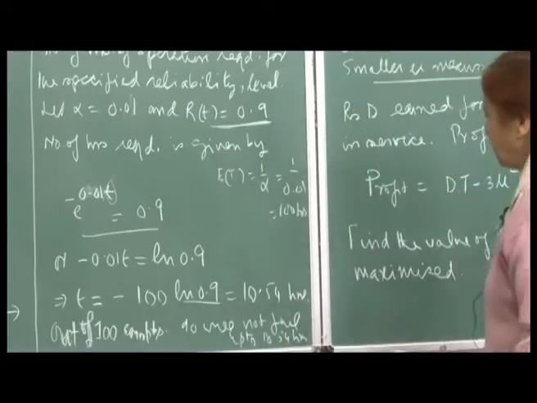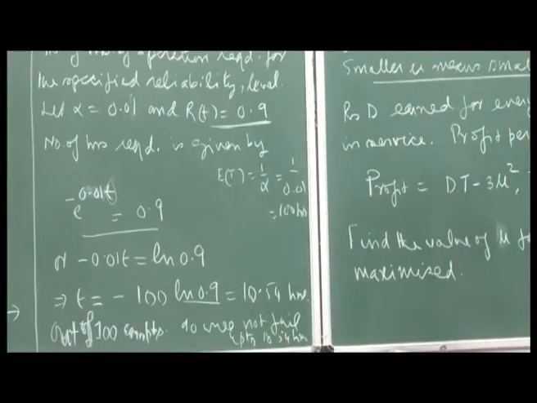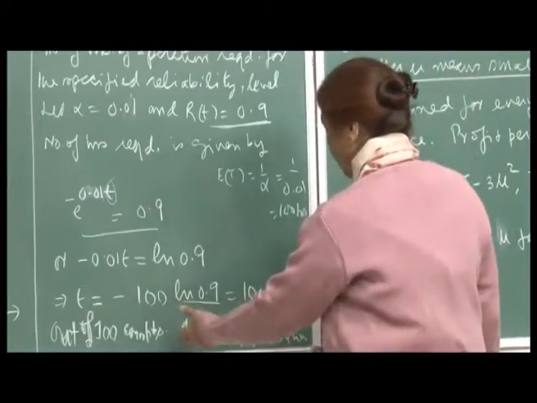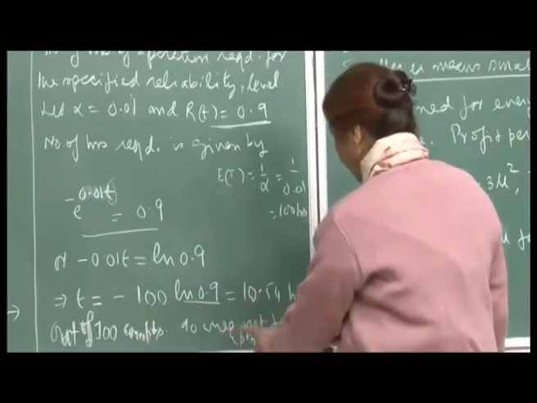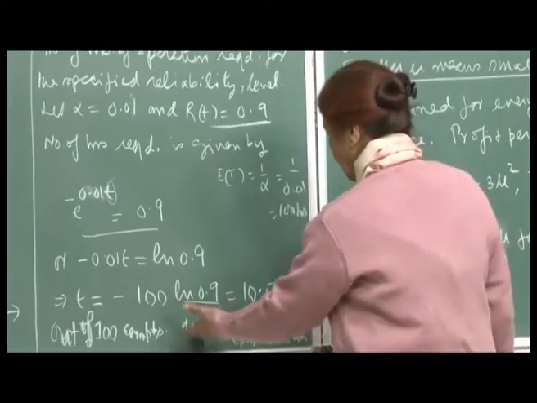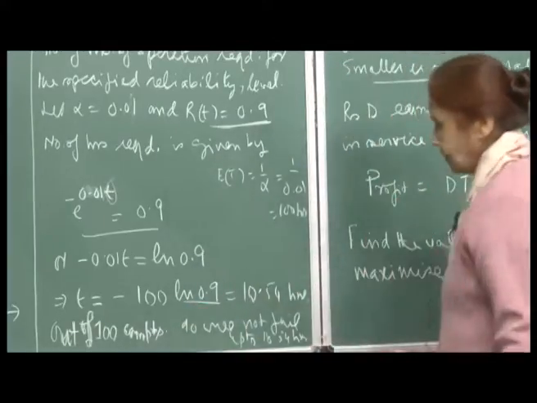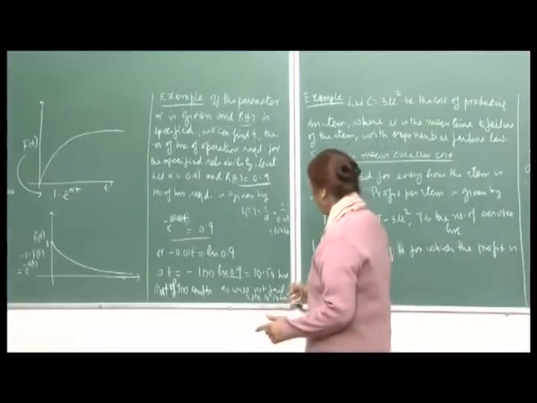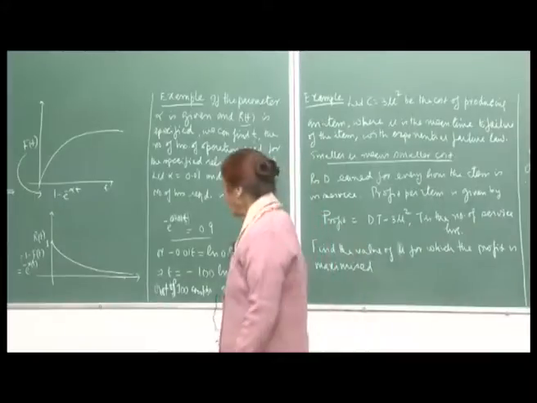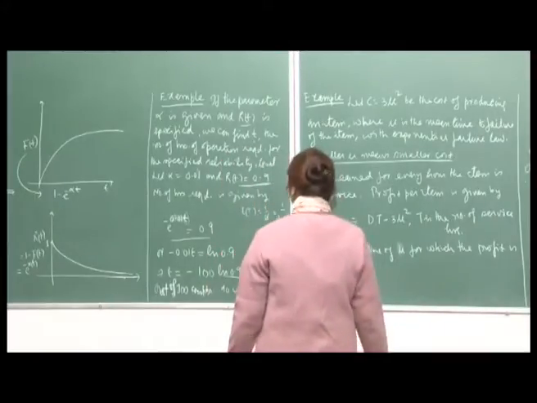10.54 hours. The way you can interpret this is that out of 100 components, if all are working simultaneously and they all operate for 10.54 hours, then our expectation is that 90 of them will not fail. So after 10.54 hours, 90 of them will be working. This is what we mean by the reliability level.